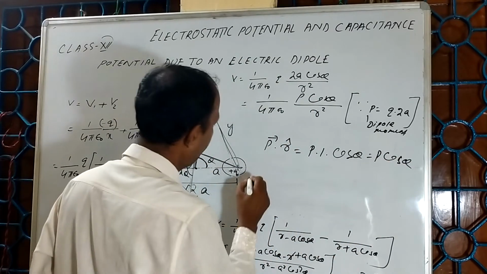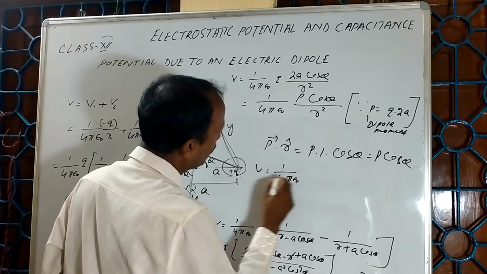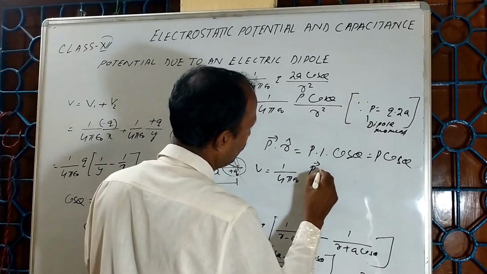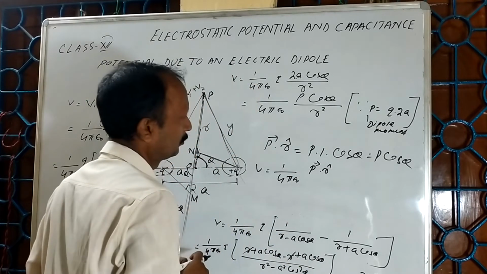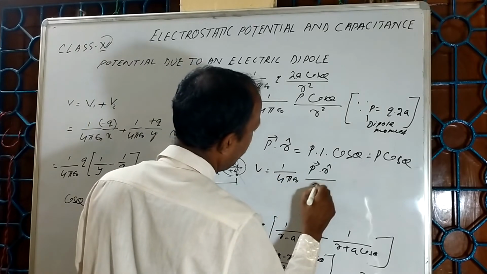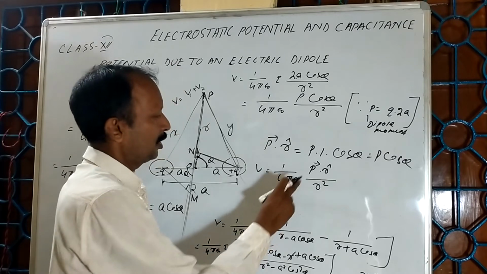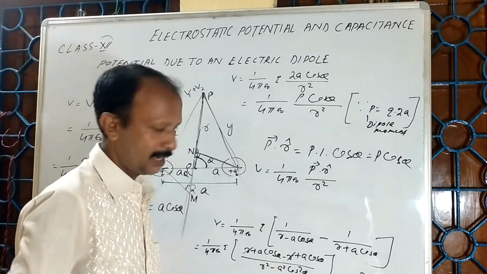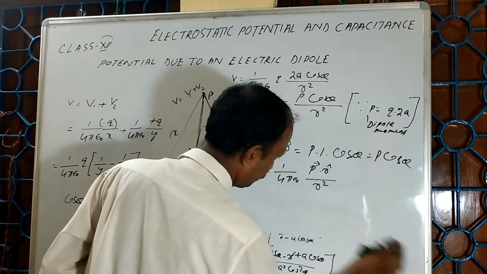So I can write in vector form 1 upon 4 pi epsilon naught, vector P dot unit vector r, divided by r square. We can also write like this. Otherwise here also I can keep the cap, here also I can put the r mark. That is also possible. So one more thing, listen carefully.